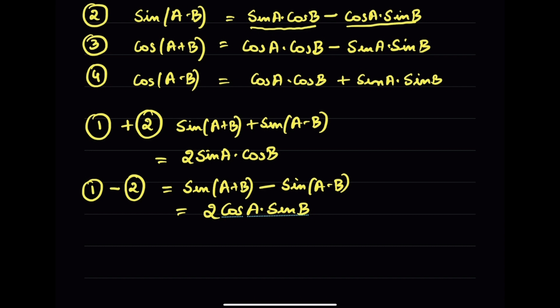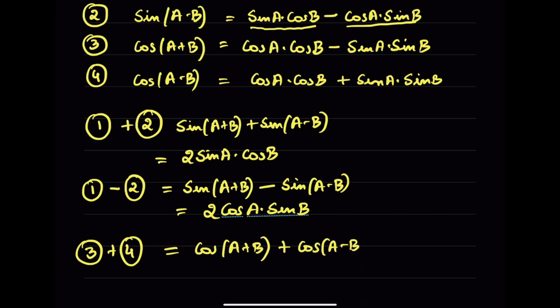Now let's add equation number 3 and formula number 4. So number 3 plus number 4, this would be cos of a plus b plus cos of a minus b. Now when we add this together, we have sin a sin b as a common factor between these two formulas. So this will have the result of 2 times cos a cos b.